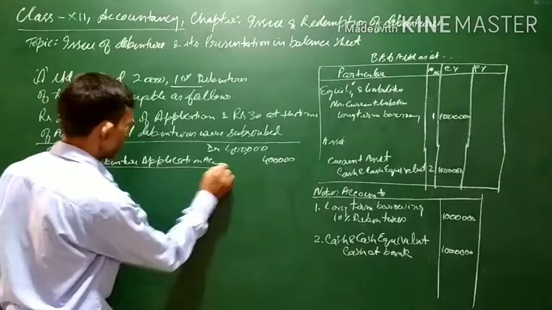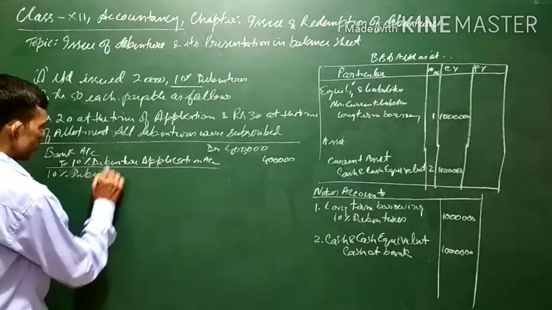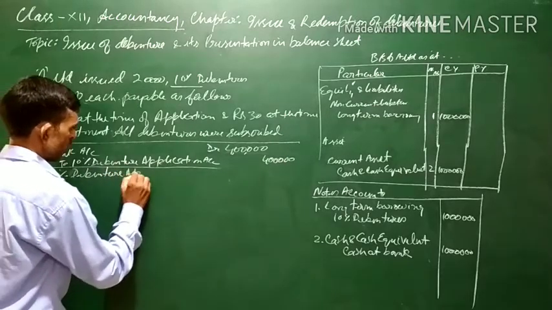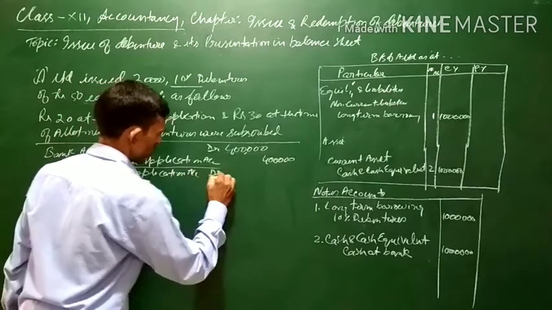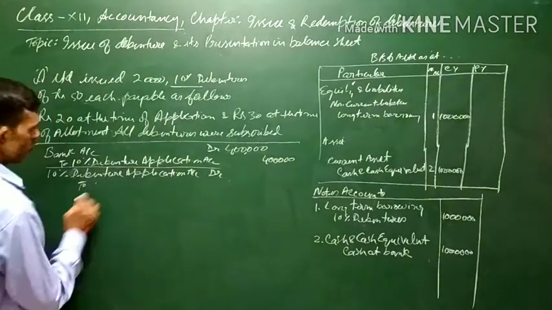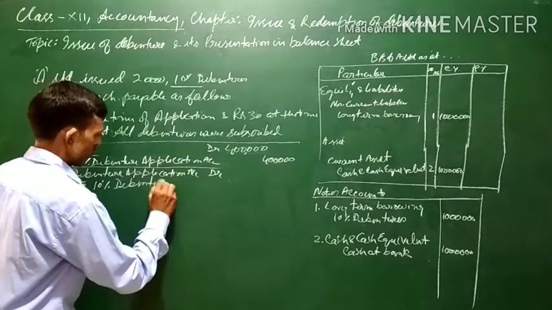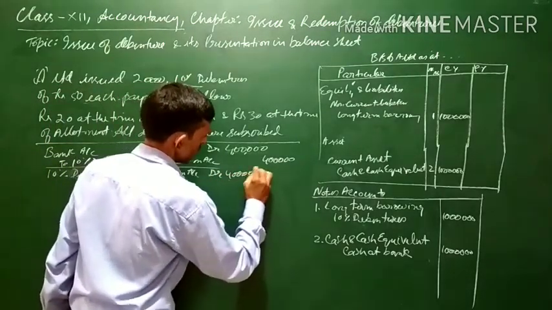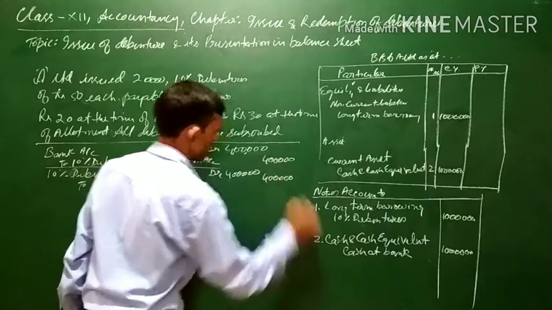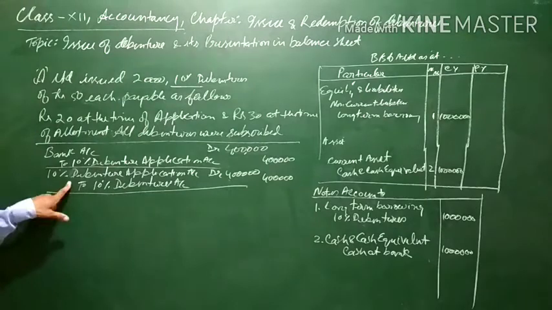This application money will be transferred to debenture account. Entry will be 10% debenture application account debit to 10% debenture account. 4 lakh will be transferred to debenture account. The narration will be: being debenture application money transferred to debenture account. This will be the general entry.